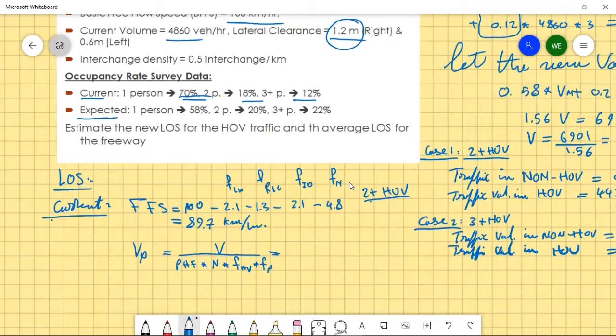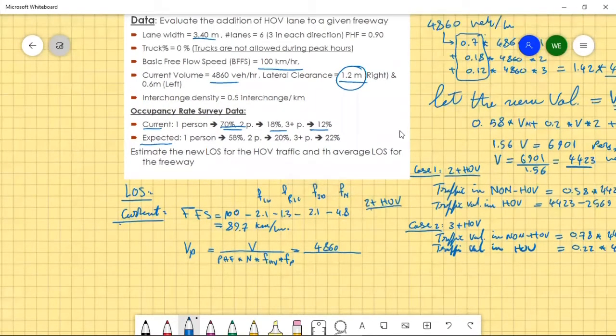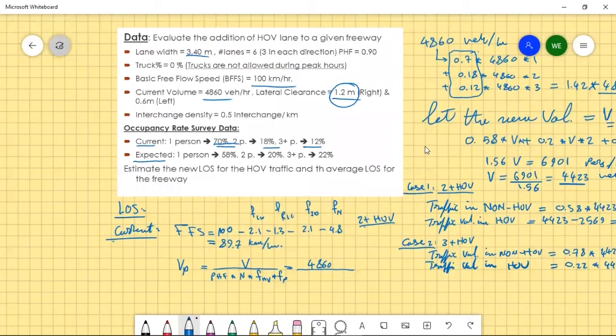So we have the volume here, 4,860, divided by peak hour factor. How much was the peak hour factor? The peak hour factor, it was 0.9 over here. So we have here 0.9 multiplied by number of lanes in one direction, which is going to be 3, and for the heavy vehicle factor, trucks are not allowed, so this is going to be 1, and the population factor, it's 1. So the adjusted volume per lane will be 4860 divided by 3 divided by 0.9. It's going to be 1800 passenger car per lane per hour.